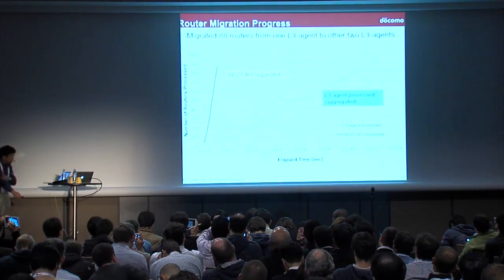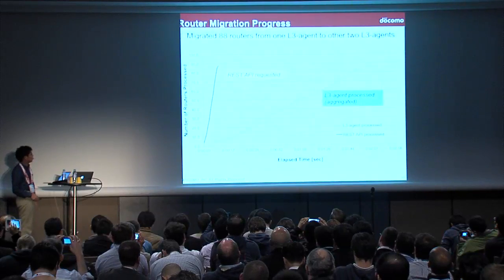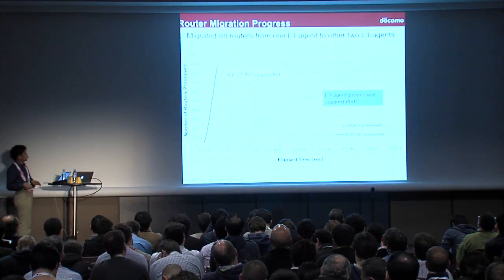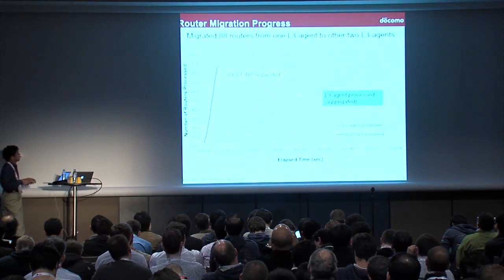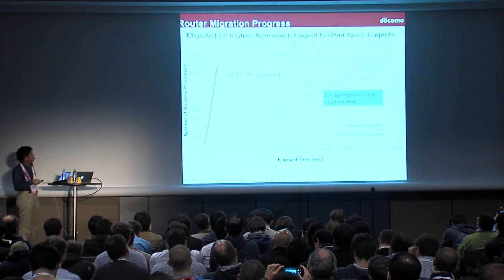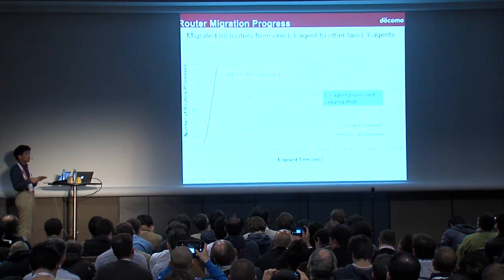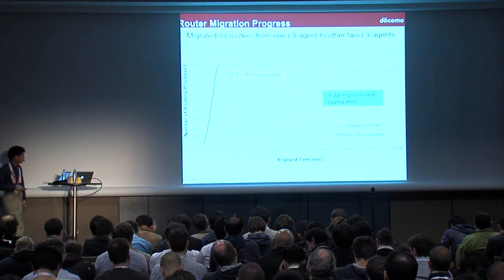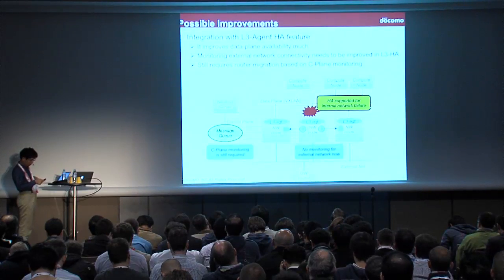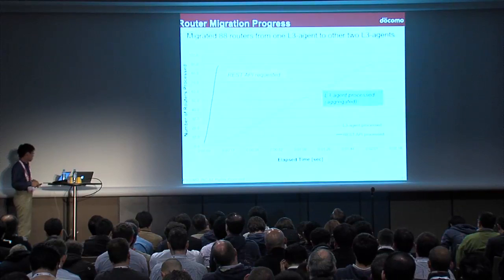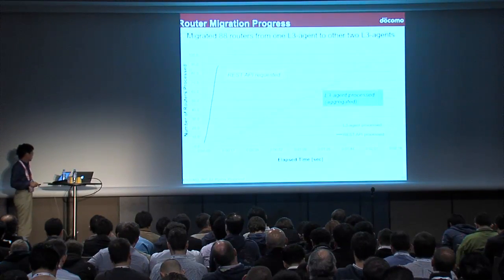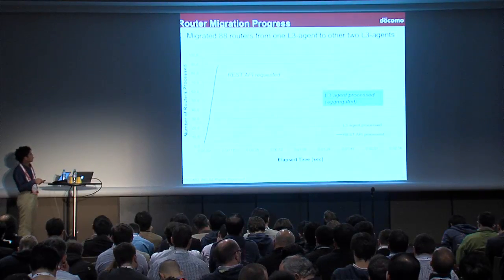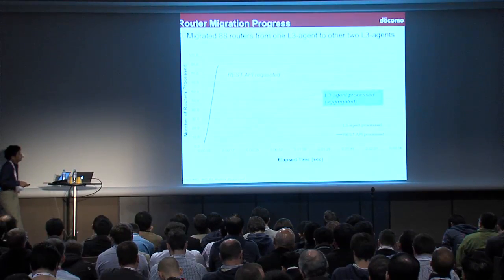Next one is the progress of router migration. In this case, we migrated 88 routers from one agent to another agent. The router migration is requested by REST API request, but the processing in the layer 3 agent is a bit slow compared to the REST API request. But in case of control plane failure, this slowness does not affect the data plane traffic. It only affects the control plane availability. So this slowness is not so big a problem.